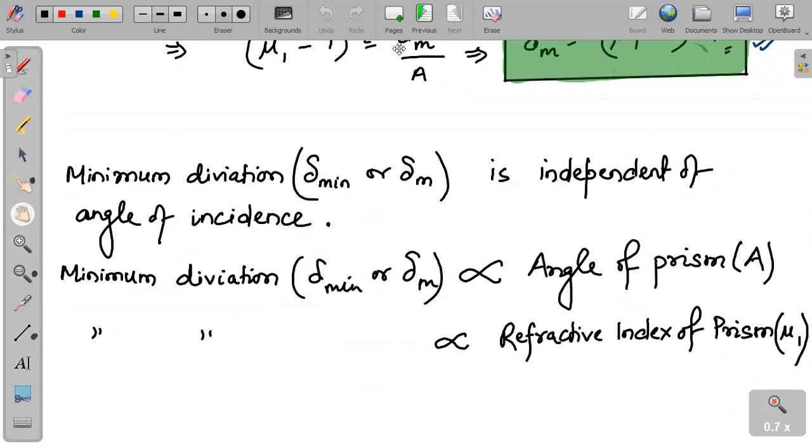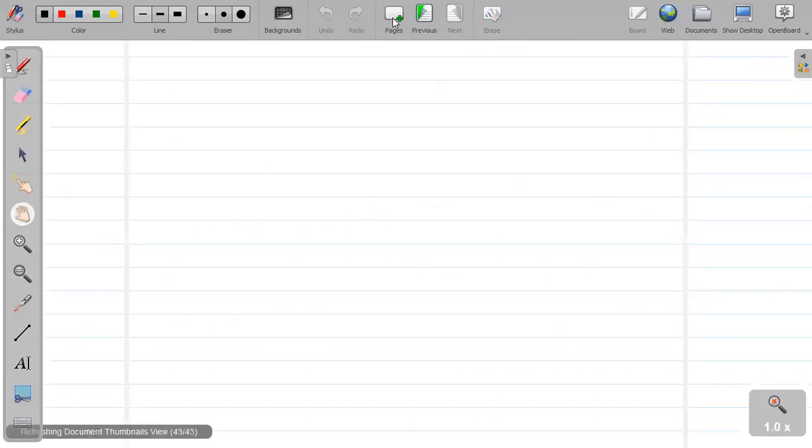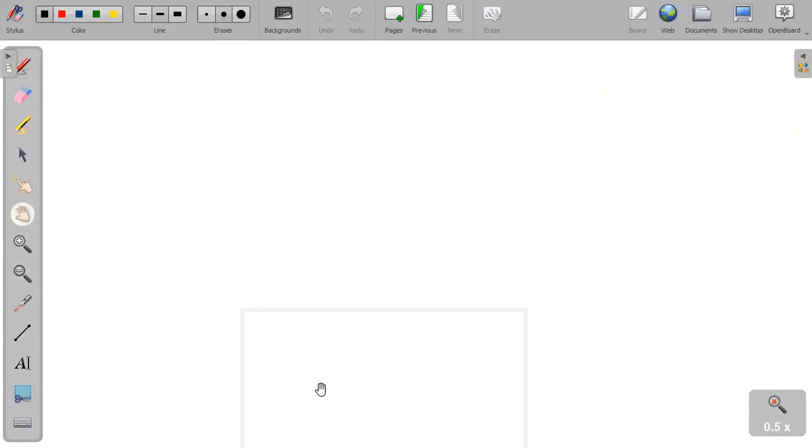Yes, sir. Can I go to next page? Yes, sir. हाँ सर. कर्तव्य आपका note हो गया था. हाँ हो गया था. ओके.